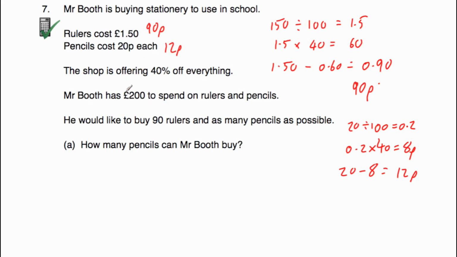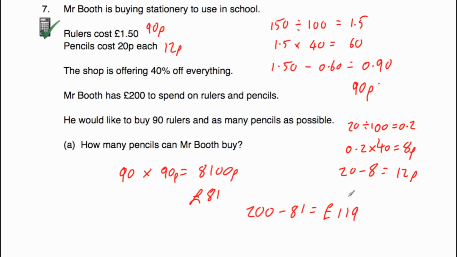So we've now got the price of each ruler and we've got the price of each pencil in this sale. Now he's got £200 to spend and he would like to buy 90 rulers. So let's find the cost of the 90 rulers. Each ruler costs 90p, so we're going to do 90 multiplied by 90p, and that would be equal to 8,100 pence, or £81. So he spends £81 on the rulers to begin with. So he's got £200, so £200 take away £81 is equal to £119.